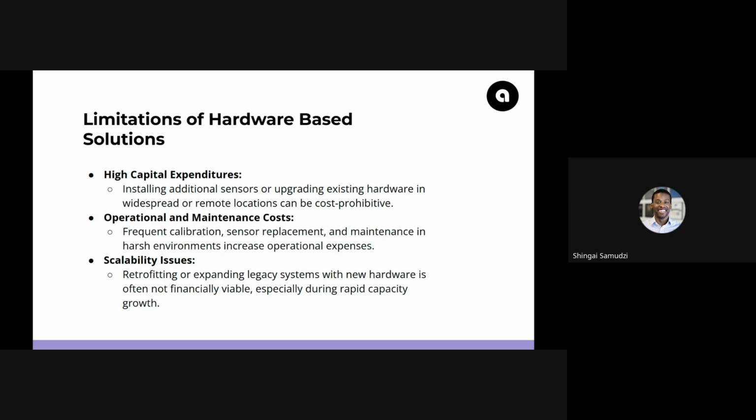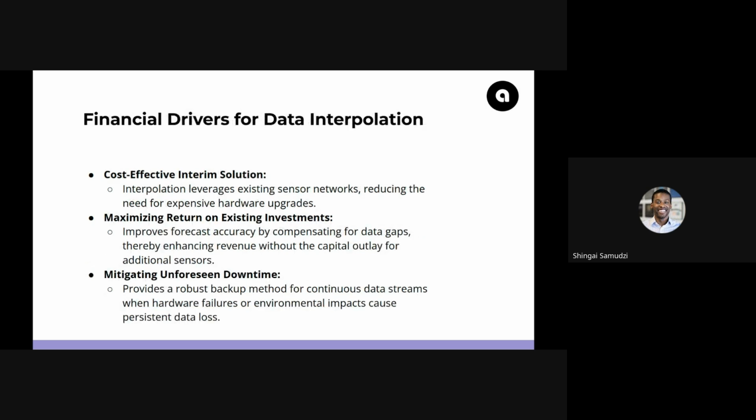And then lastly, you have scalability issues. So when you need to retrofit or expand a legacy system and you add new hardware, it often disrupts the original economics of what you had initially intended for that generating asset to provide. And so that impacts your IRR, it impacts your return on investment. And especially during a time of rapid capacity growth, when you're trying to add to your portfolio aggressively, retroactively adding new CapEx onto projects that have already been built and penciled becomes a financial disaster in many cases.